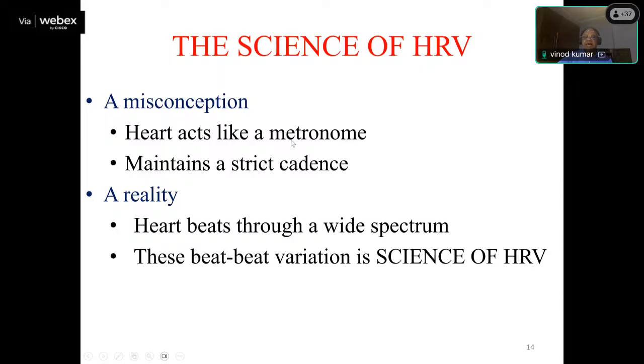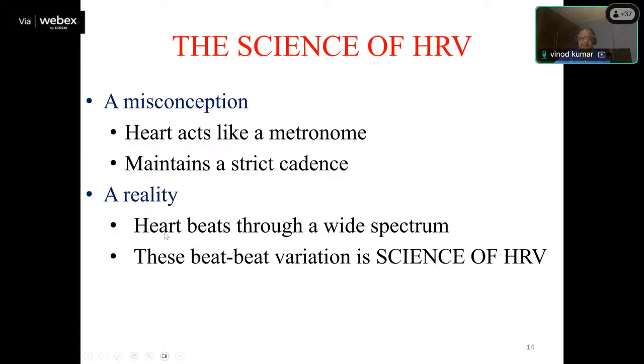The general concept is that the heart acts like a metronome. Metronome means it has a constant rate, say 70 beats per minute, which is incorrect. It also keeps a strict cadence, a fixed rhythm. It is rhythmic, but it is not a strict rhythm or strict cadence.